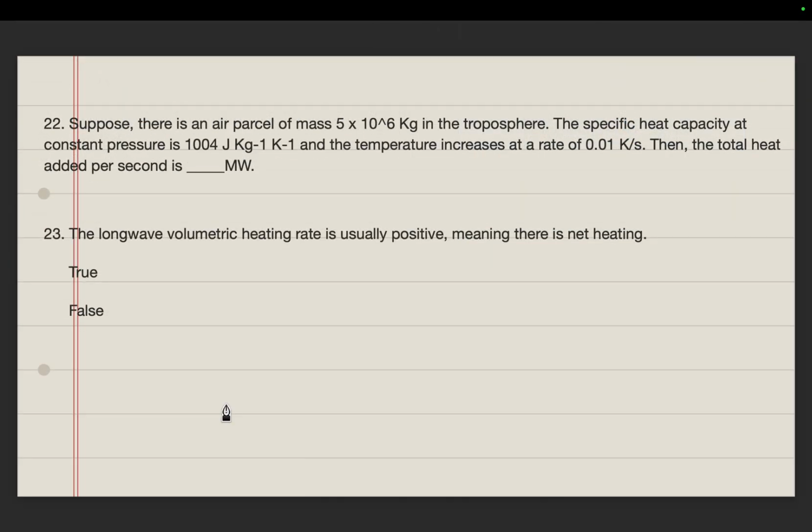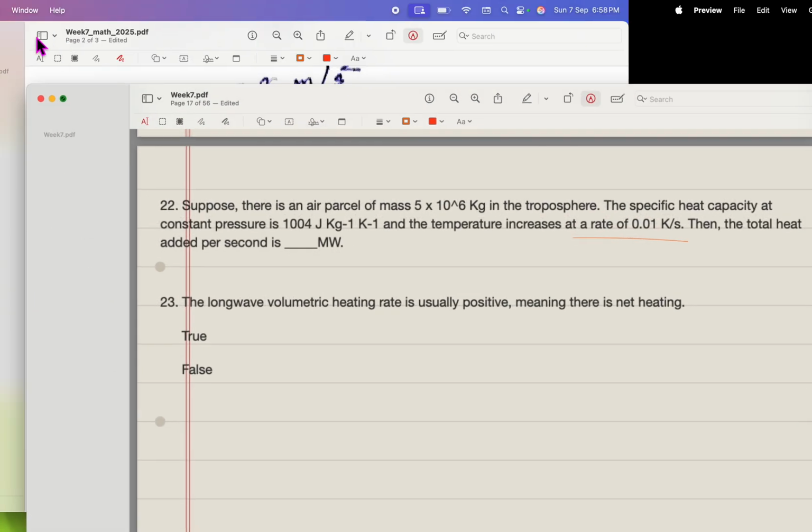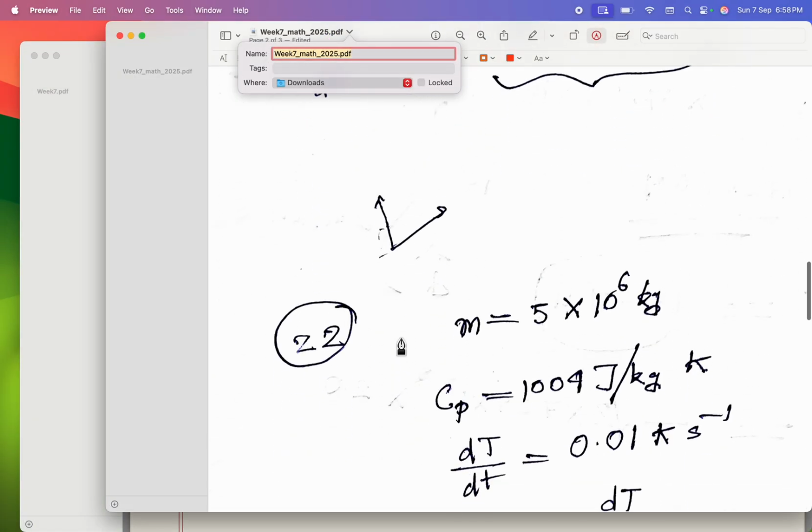Now question 22, the same kind of question, I guess. Suppose there is an air parcel which has a mass of 5 times 10 to the power 6 kg in the troposphere. The specific heat capacity at constant pressure is 1004 joule per kg per Kelvin, and the temperature increases at the rate of 0.01 Kelvin per second. Then the total heat added per second is in units of what?